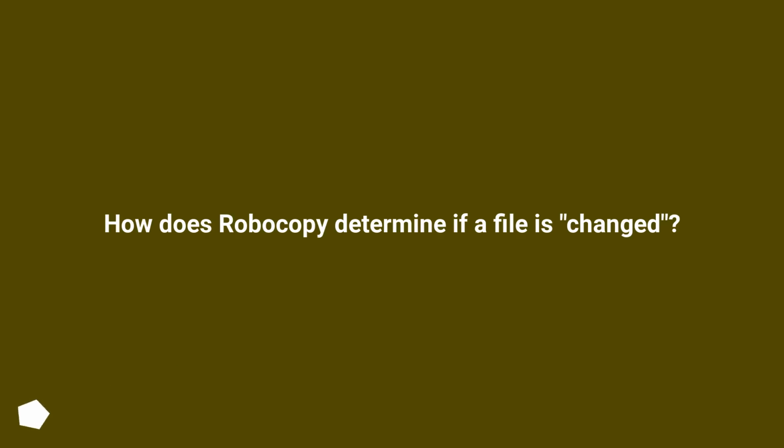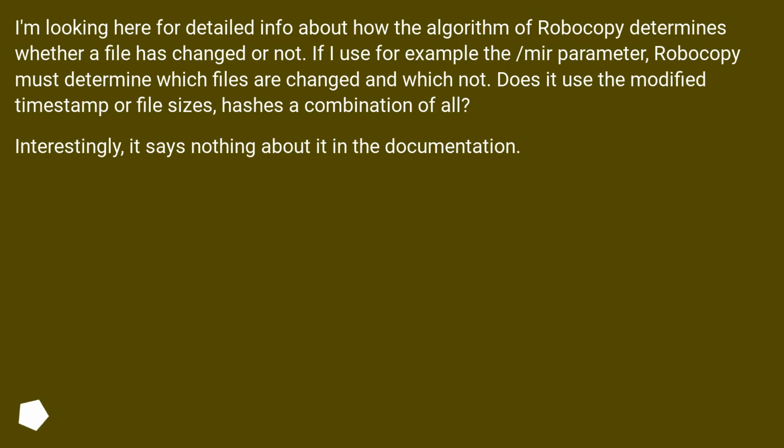How does Robocopy determine if a file is changed? I'm looking here for detailed info about how the algorithm of Robocopy determines whether a file has changed or not. If I use, for example, the /mir parameter, Robocopy must determine which files are changed and which not. Does it use the modified timestamp or file sizes, hashes, a combination of all? Interestingly, it says nothing about it in the documentation.